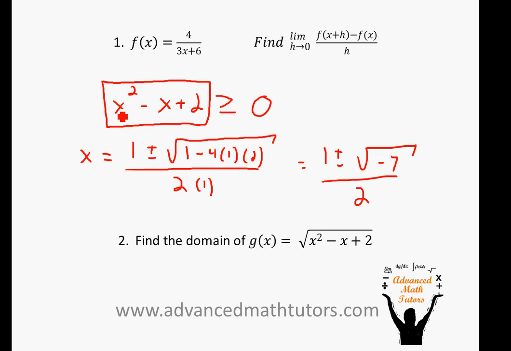Now you know it's a parabola with a positive leading coefficient, so it must open up like this, and if it never touches the axis, then it must always be above the axis. So, since it's always above the x-axis, it's never negative. That means this thing's always positive. So the square root can always be taken, because x squared minus x plus 2 is always positive. So there are no x values that we can't plug in. And the answer: all reals.